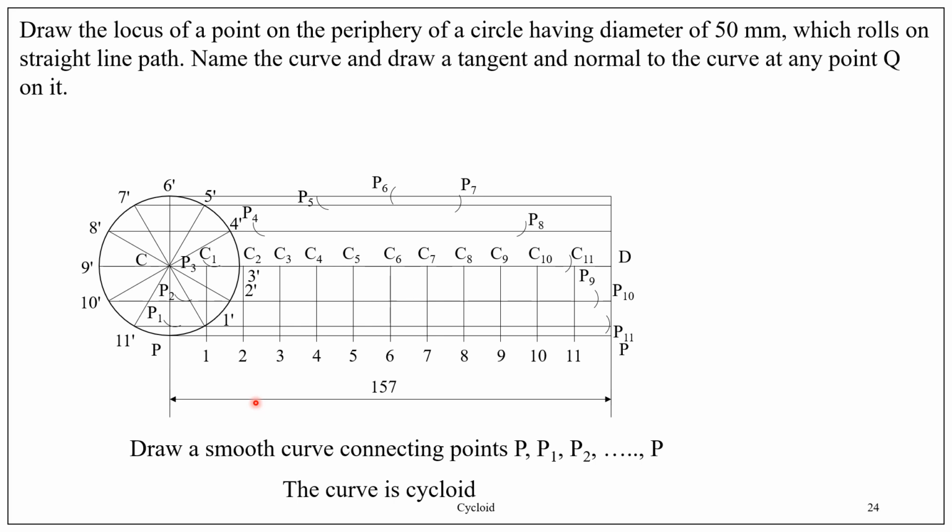To complete the locus, or to draw the locus of point P, we need to join all the points using a smooth curve. And this curve is the cycloid.